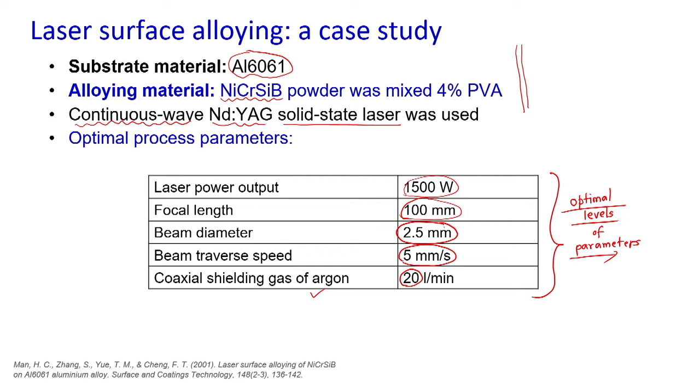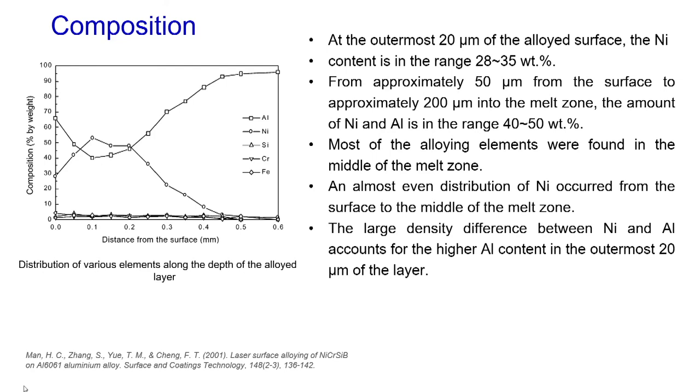Now some of the experimental results are with us, so let us see what these results are. The first is composition. As we have seen, when the deposition material is getting mixed with the substrate material, we are getting a new composition that we will see now. On the x-axis we have taken the distance from the surface, and on the y-axis we have taken the composition by percentage weight.